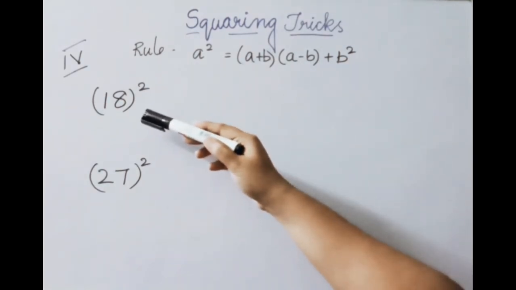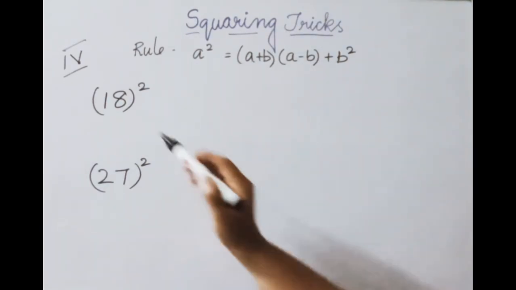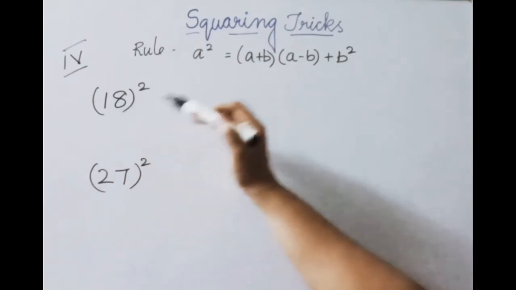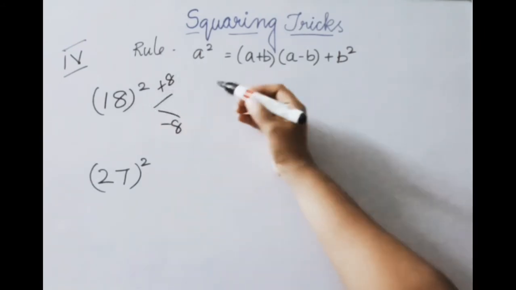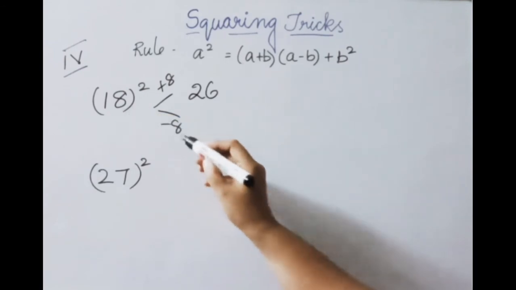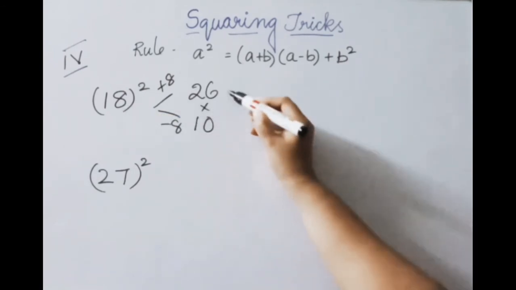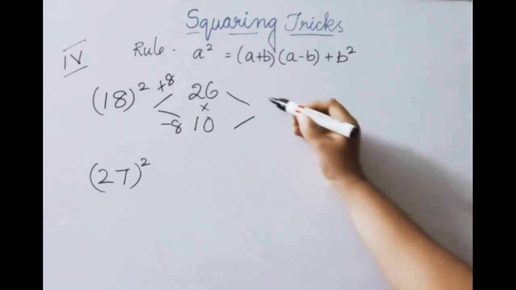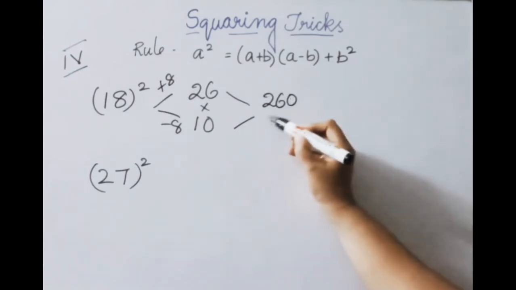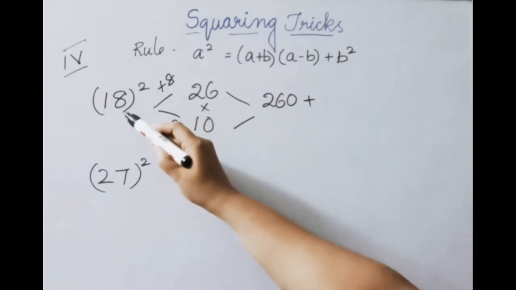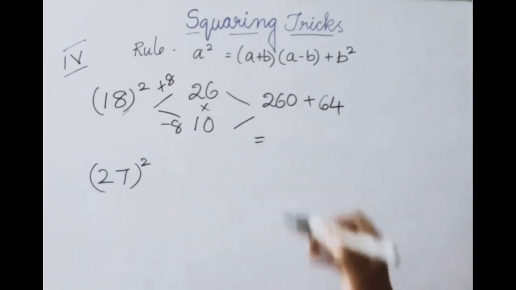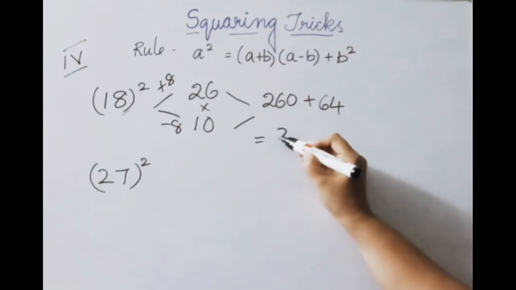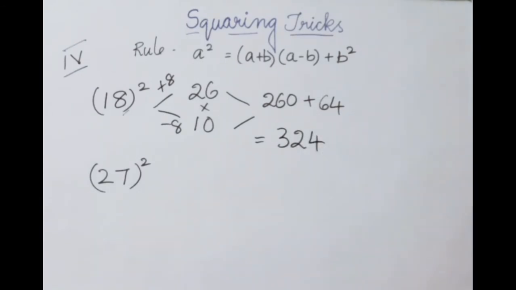See now, 18 square. So base 10, how much excess value is there? 8. So for 18, add 8 and subtract 8. 18 plus 8 is 26. 18 minus 8 is 10. Product of these two values, 26 tens are 260, plus this 8 square value. 8 square means how much? 64. Add both of them. We get the answer 324.